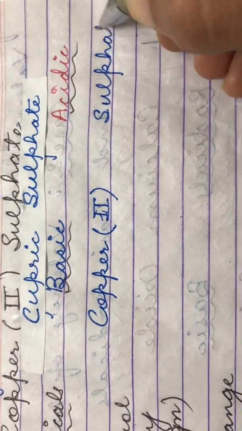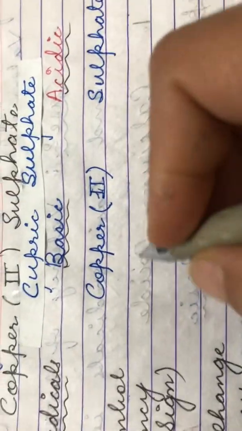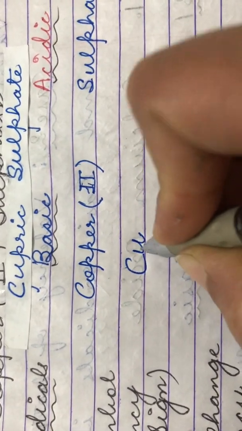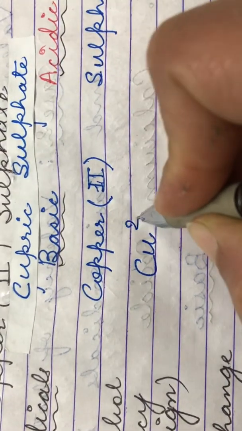So we write sulfate under the acidic radical. The symbol and valency. Next step is symbol and valency. Symbol of copper is capital C, small u. Its valency is 2. Since it is copper 2, its valency is 2.